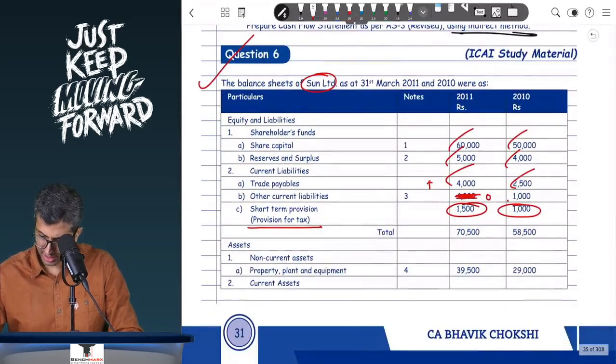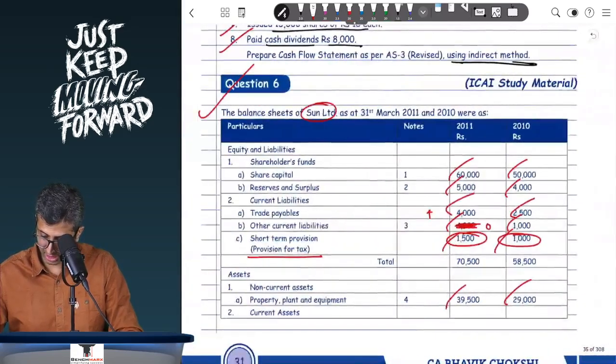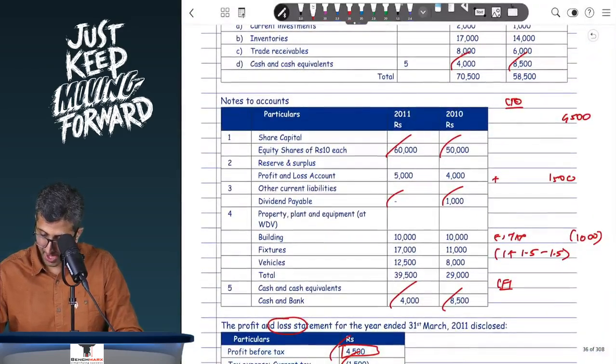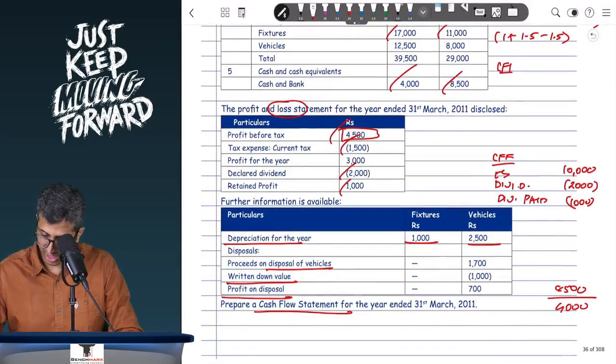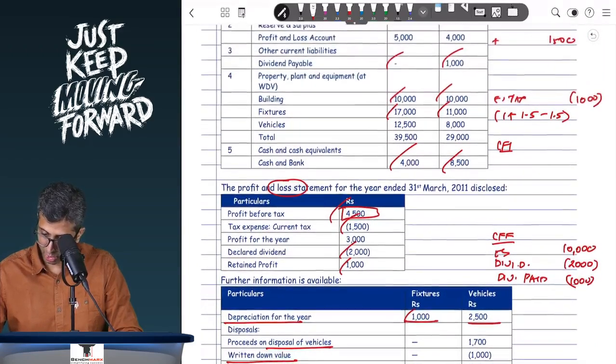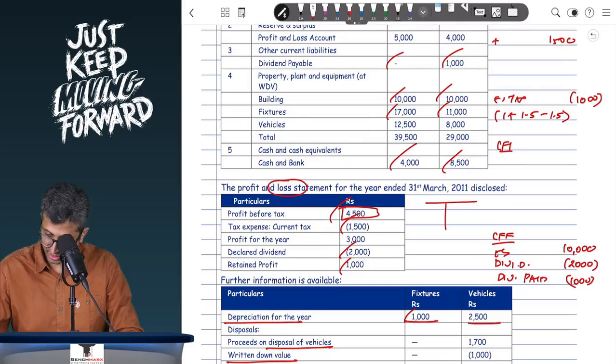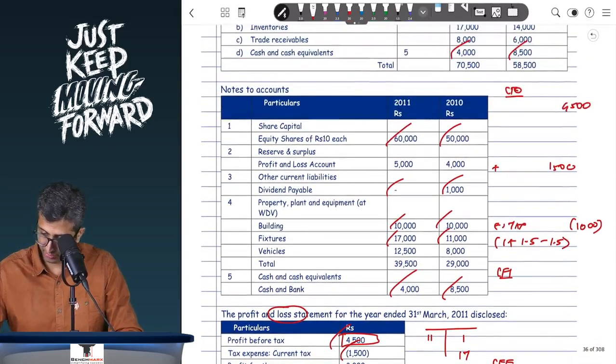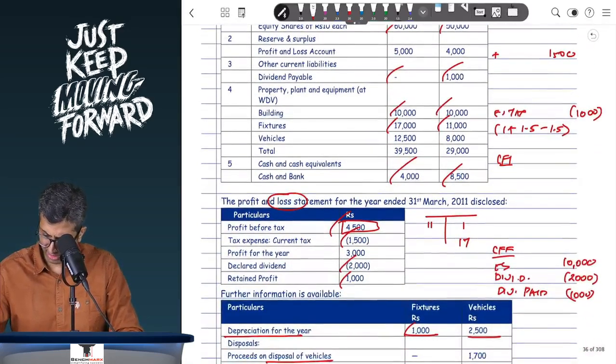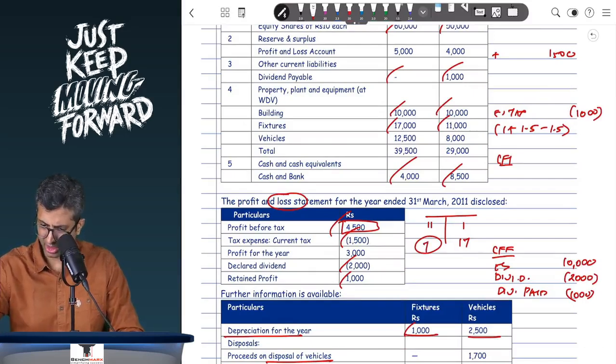Okay, next, tax we have taken, then you have PP 29,500 and 39,500. Here if we look at PP, you have a breakup given. You have building remains the same, no change. Fixtures 17 to 11. Well, depreciation during the year was only 1,000. So when I look at fixtures, you have 11 to start with, 17 at the end. Depreciation is 1, so you will add back depreciation of 1,000. But at the same time, there is a balancing figure. Maybe this is what? 7,000, I think.